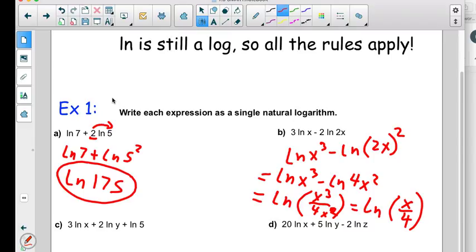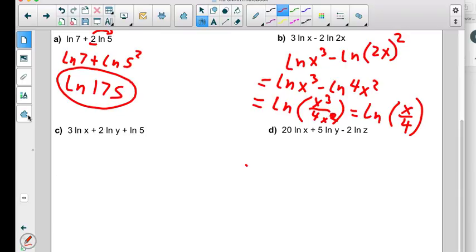Like I said, it's the exact same idea as we were doing with the regular logs. So that's just the half of the natural log. Yep, because our goal is just to combine them. Well, let's skip this one and go on to this one right here.